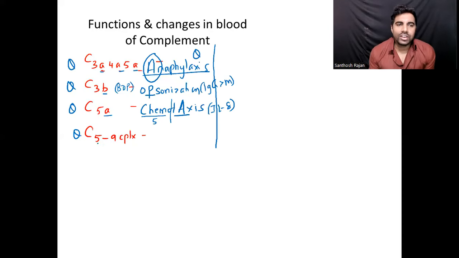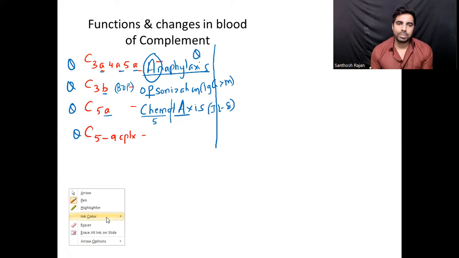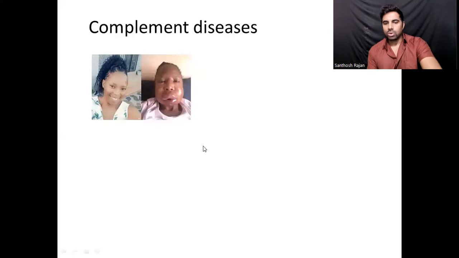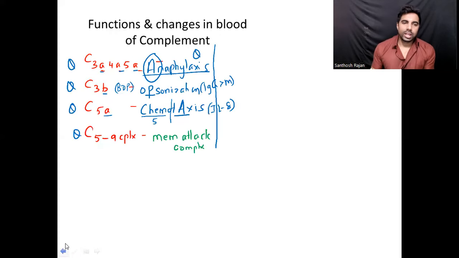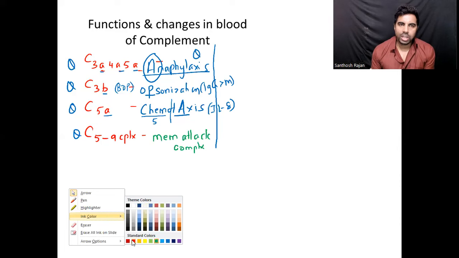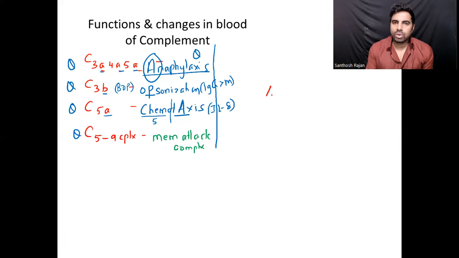Okay. And C5 to 9, I told you they form the membrane attack complex. Yeah, they form what? Membrane attack complex. That is the final membrane attack complex, which causes lysis of the bacteria, virus, or whatever. This is the one. These are the functions. Okay. Right. Now, before going to disease. Now, what happened? Each individual pathway, when the pathway happens, you should know what are the changes that will happen.